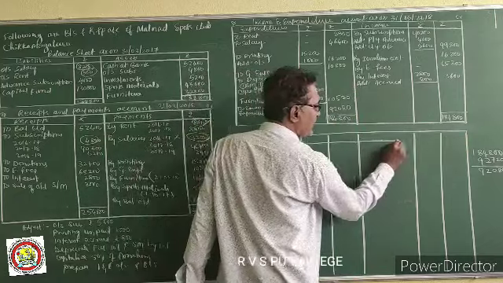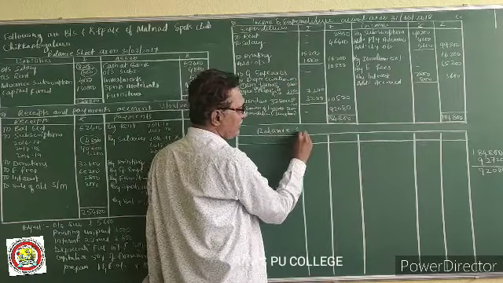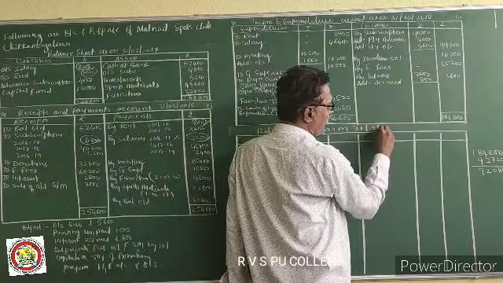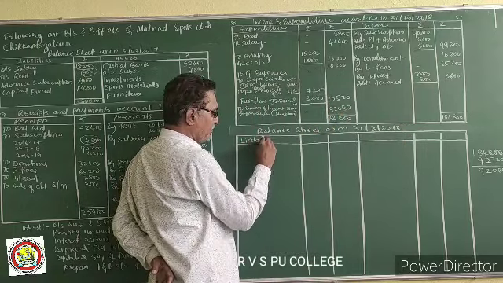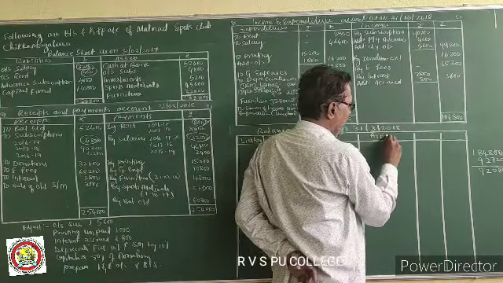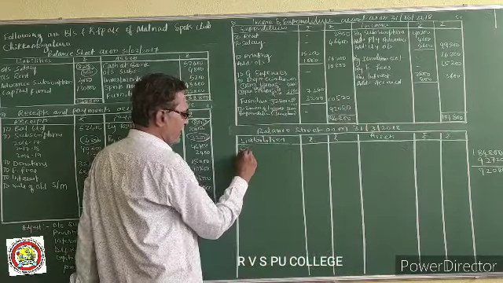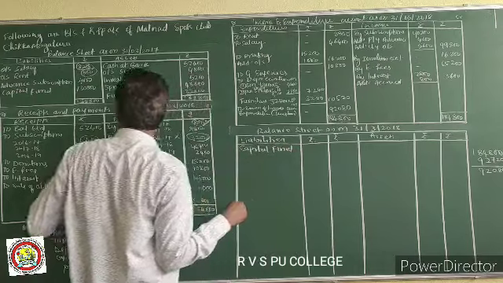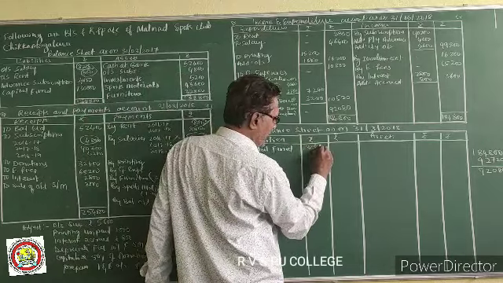This is the closing balance sheet. Balance sheet, rupees, rupees, assets, rupees, rupees. So first capital fund. Capital fund is there 1,30,800.